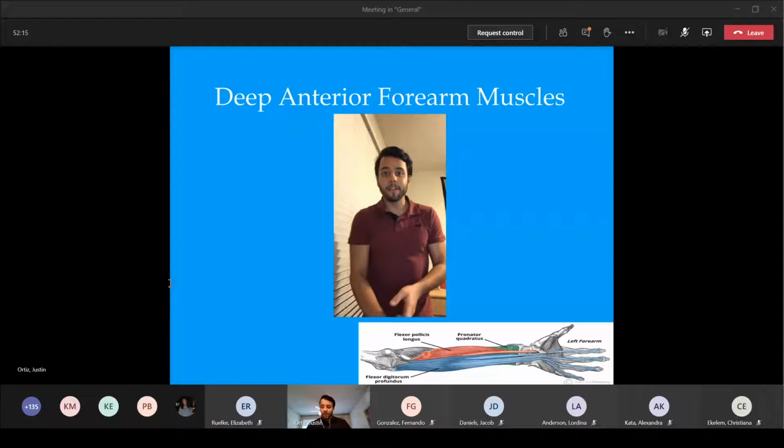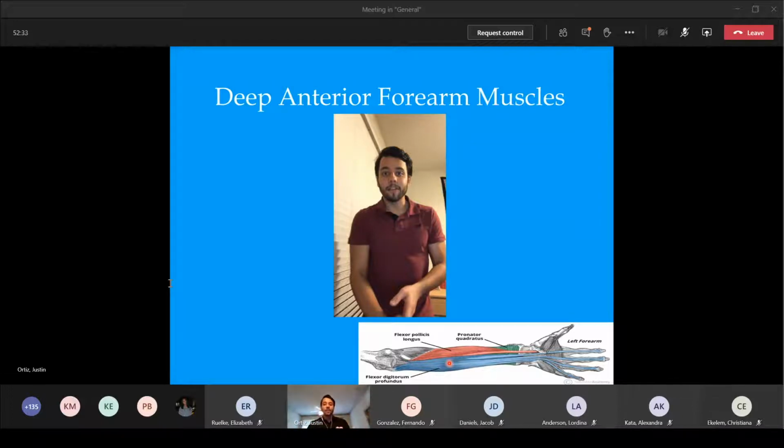So as you can see right here, it's going to be attached to your radius, and it's going to take some portion of the interosseous membrane. And then you see the flexor digitorum profundus over here takes the other portion of the interosseous membrane, as well as the ulna. So they kind of split the interosseous membrane based on what they attach. One takes one half, and the other takes the other half.